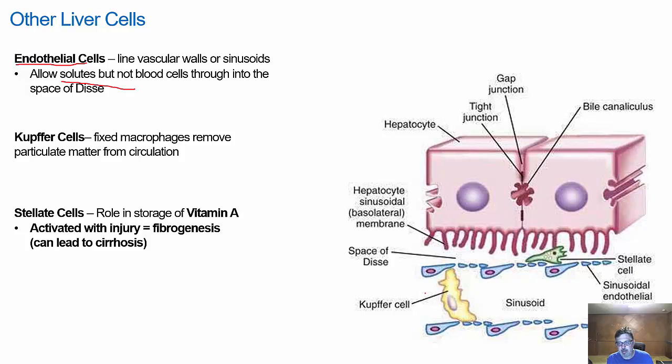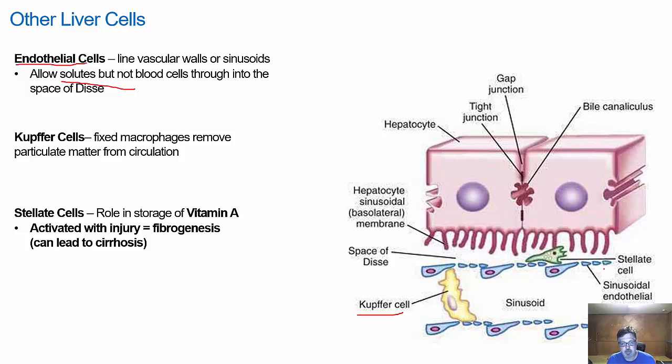Of course, we can't forget about our good friends, the Kupffer cells, these large stationary macrophages that are fixed in place that make up that big 80 to 90% of the reticuloendothelial system, the RES, or the rest system. So these guys can physically remove any debris, bacteria, parasites that might enter into the sinusoids.